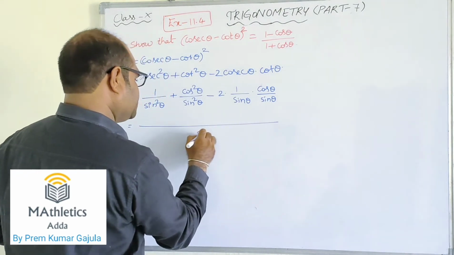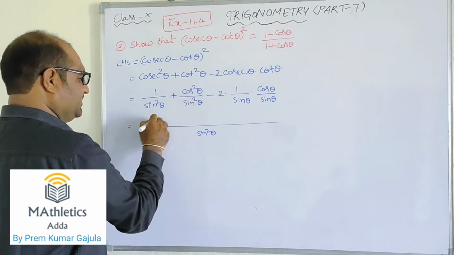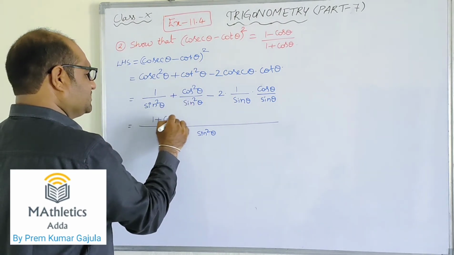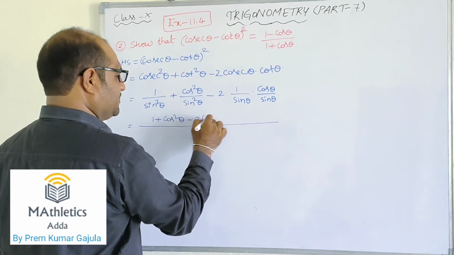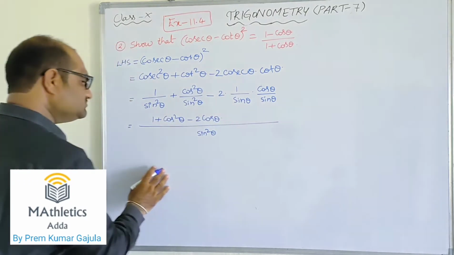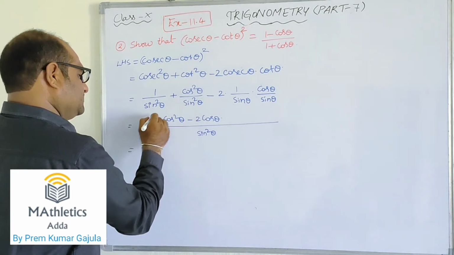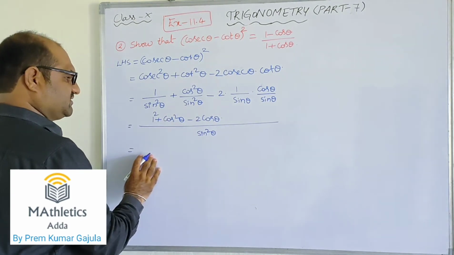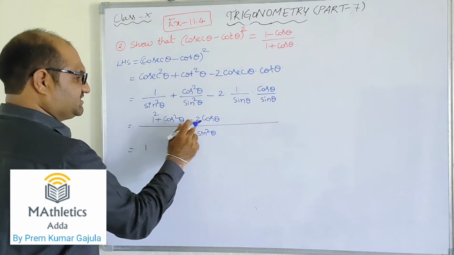So I am taking sin square theta common in the denominator. I am writing the common denominator. So here you will get 1 plus cos square theta minus 2 into 1 into cos theta, that is 2 cos theta. And if you observe carefully, this we can write as a square plus b square minus 2ab.